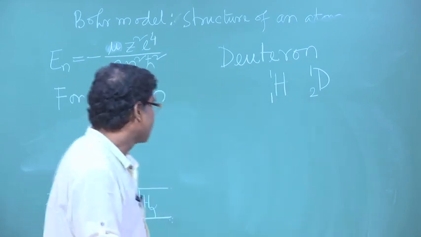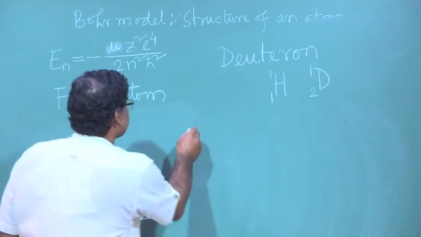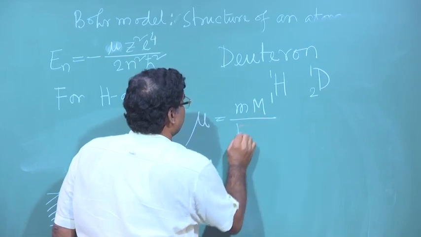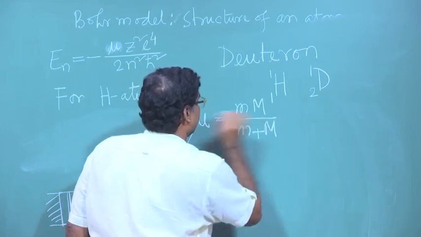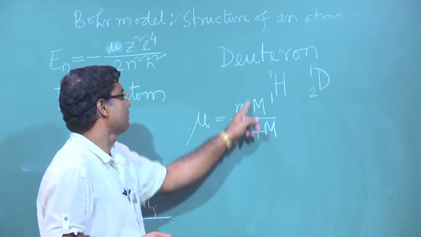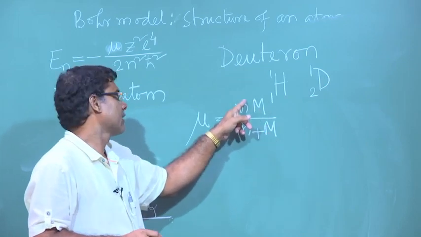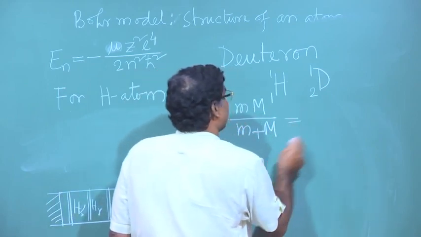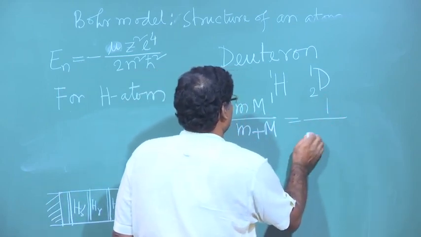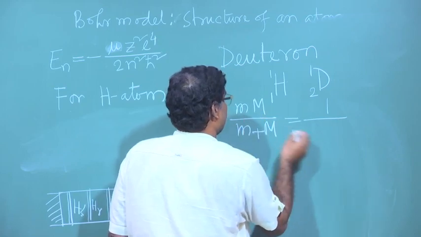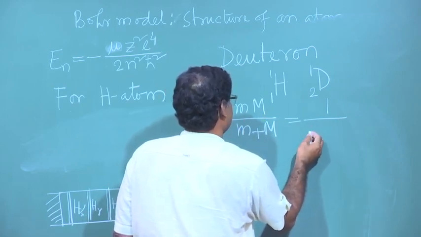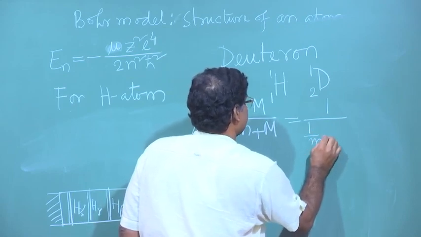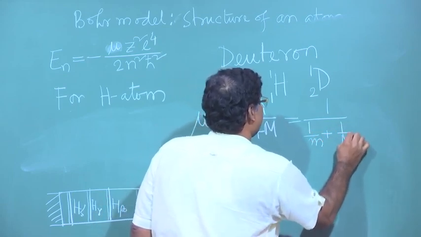Okay. So now, mu is basically what? M by M plus m. So this is the nuclear mass and this is the electron mass. So this we can write 1 by m plus 1 by M, right.